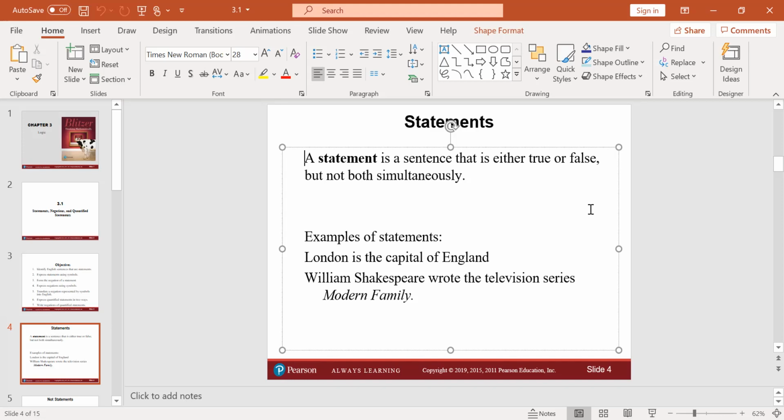And so a couple examples. London is the capital of England, and that happens to be a true statement. William Shakespeare wrote the television series Modern Family. No, he didn't, but it's still a statement. Just because it's false, it's still a statement.